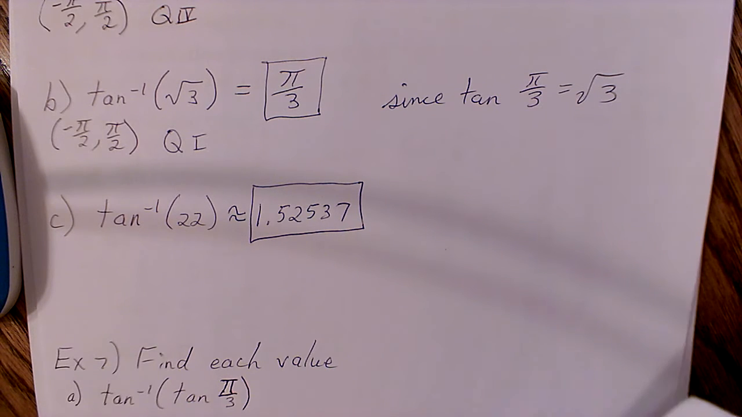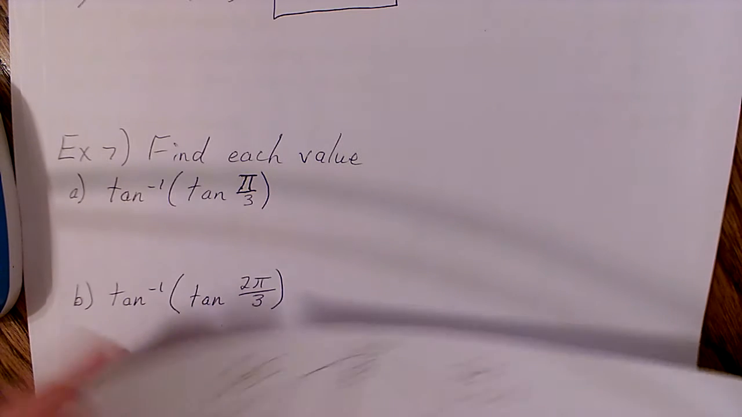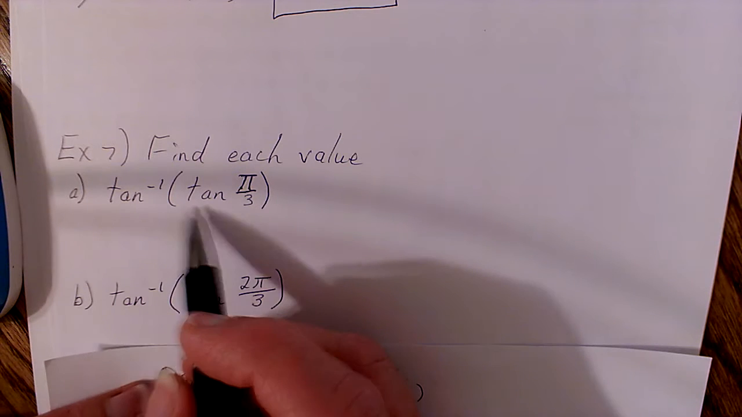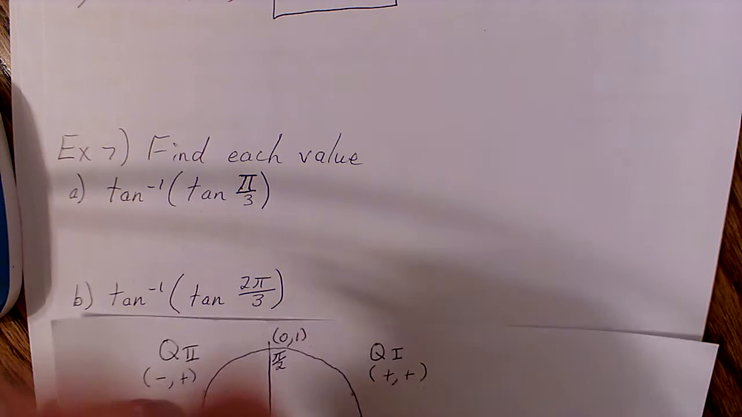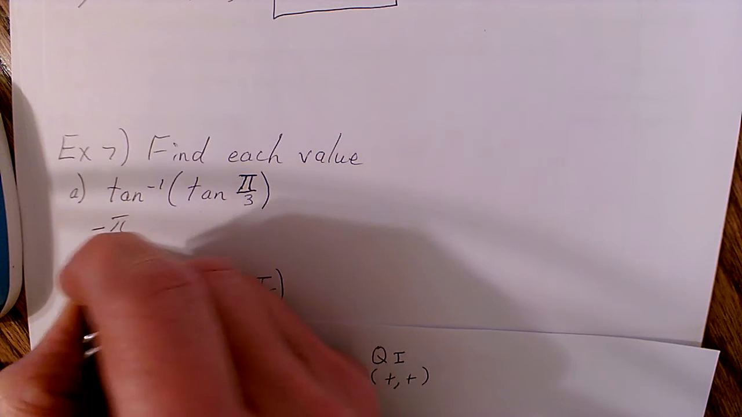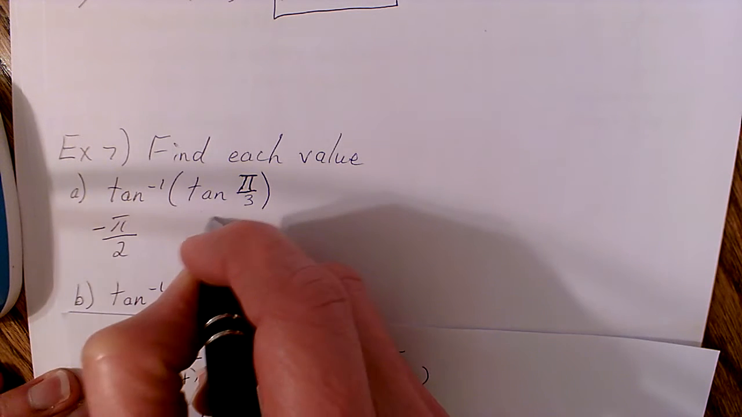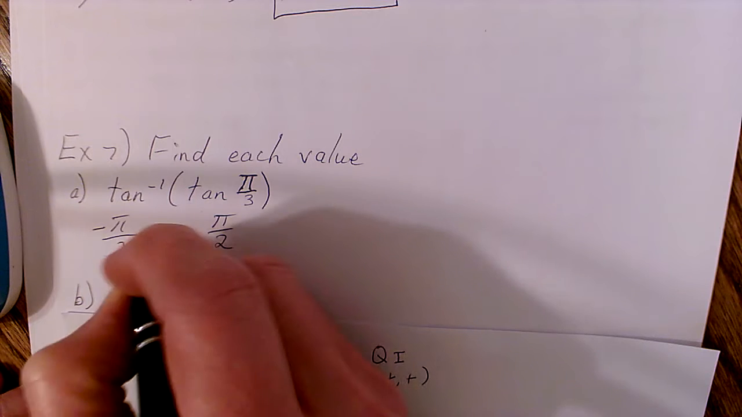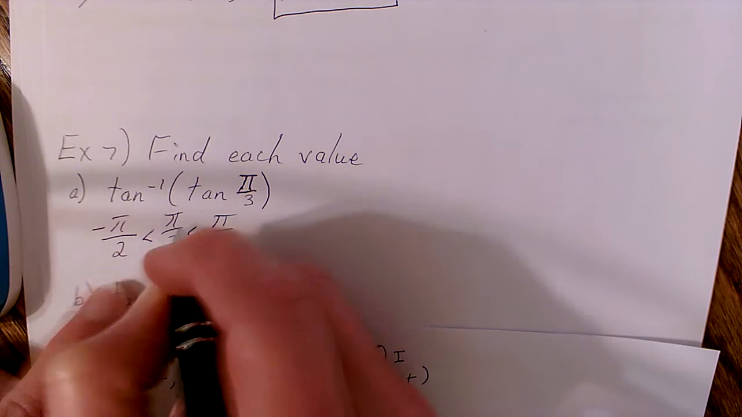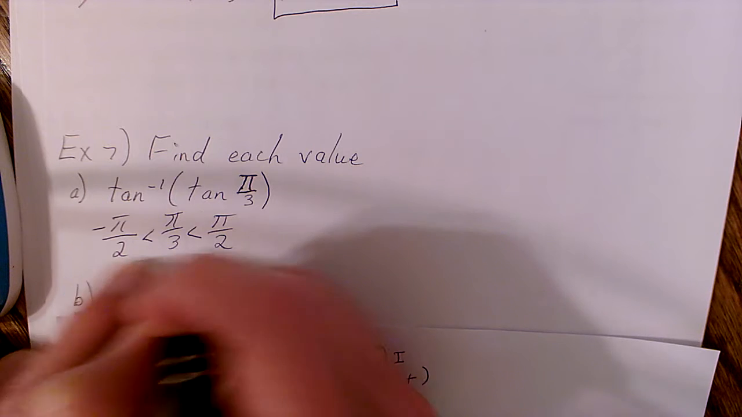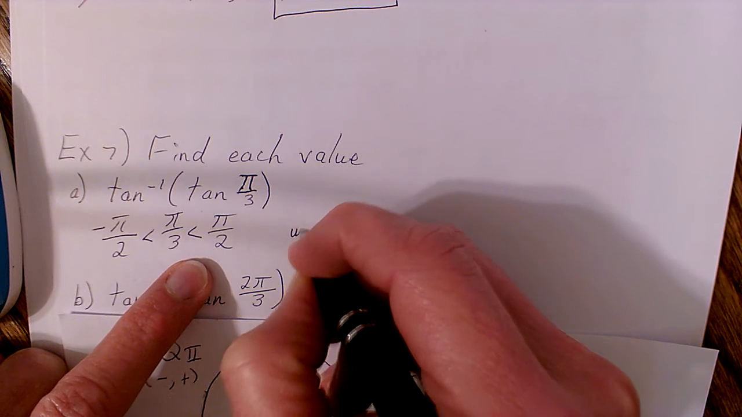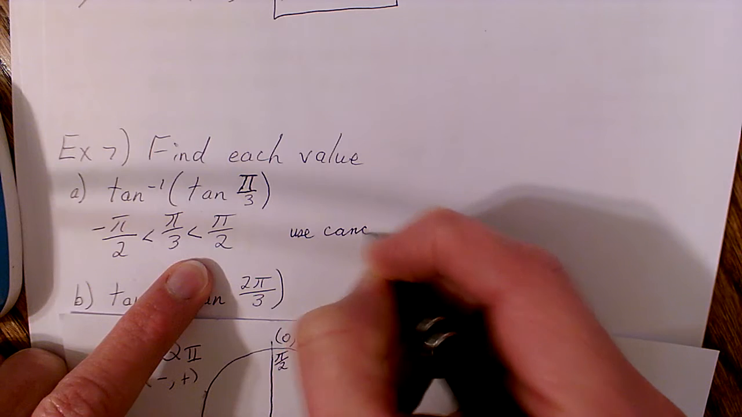So what if we're trying to check and see if our cancellation properties are working or not? Here's one. Find each value. Inverse tangent of the tangent of pi over 3. This is going to be okay as long as the number we're plugging in falls between negative pi over 2 and pi over 2. Does pi over 3 fall in there? Well, yes it does. It's bigger than negative pi over 2 and smaller than pi over 2.